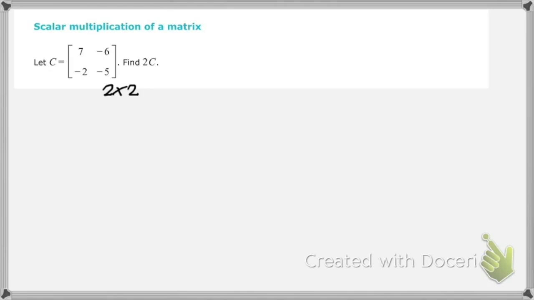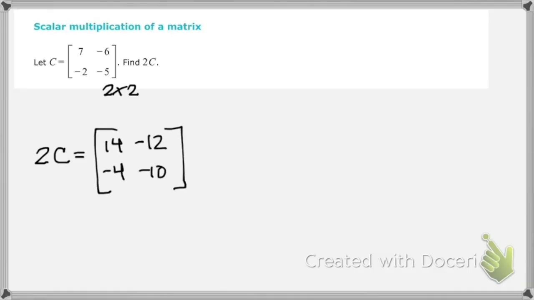Matrix operations initially are very intuitive. Exactly what you think they would be. If this is matrix C, and I want to know what is 2C, it's exactly what you think it would be. 2C is equal to, and I just multiply everything by 2. And I got matrix 2C.